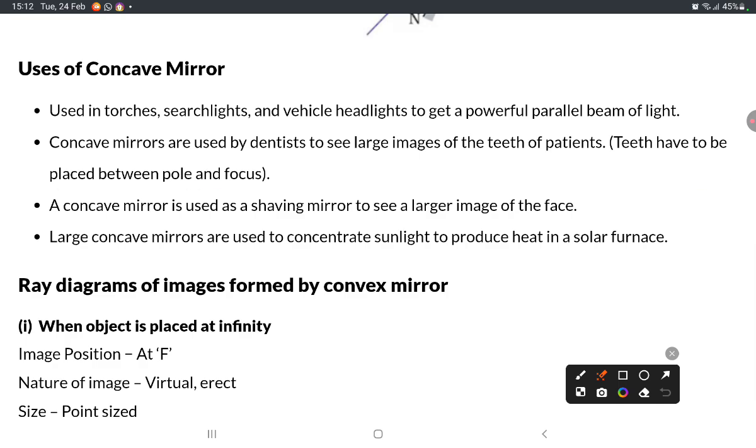A concave mirror is used as a shaving mirror to see a larger image. This is also the same point: the face should be kept between pole and focus, then the image will be enlarged. Large concave mirrors are used to concentrate sunlight to produce heat in solar furnaces.